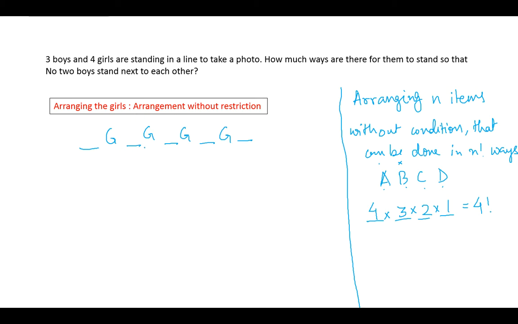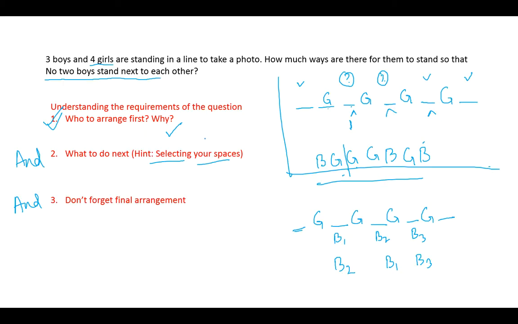Now the arrangement of girls is similar. I have 4 specific places where I have to put the girls, and then I have to arrange within them. Therefore, the number of ways the girls can be arranged is the same as arranging 4 items without any condition, which is 4 factorial. Okay, so we'll keep this here, and now we'll go to the second and third part. Remember, the first part was arranging the girls, second part is selecting the spaces, and third part is arranging the boys.